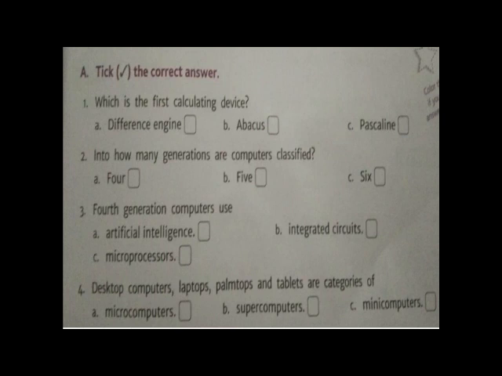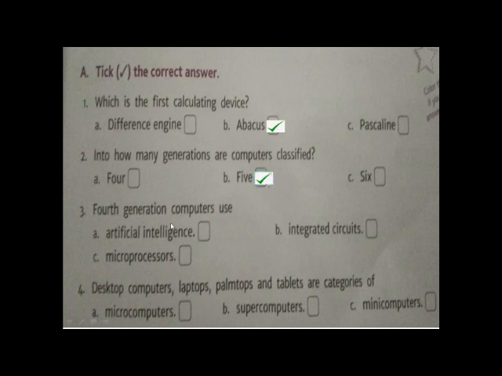Pick the correct answer. First question, which is the first calculating device? Options: difference engine, abacus, Pascal. Very simple. Which is that? Abacus. Yes. Second one, into how many generations are computers classified? Computers are classified into 5 generations.